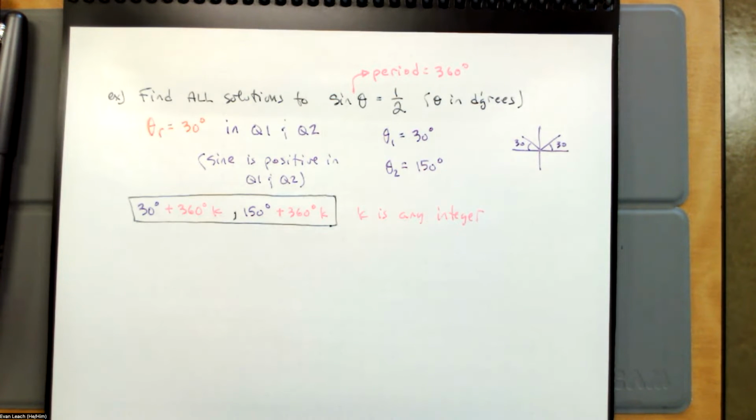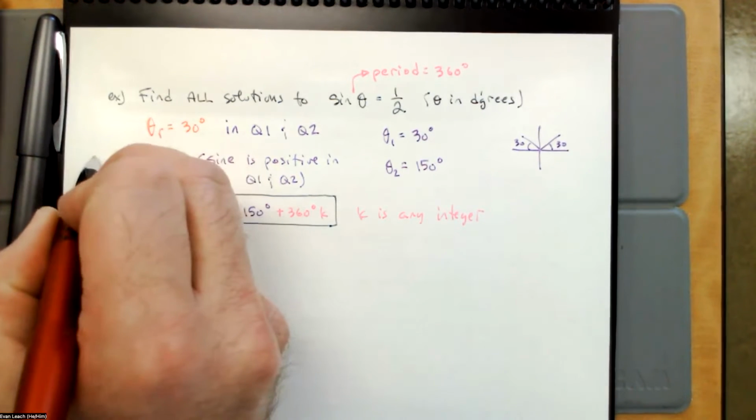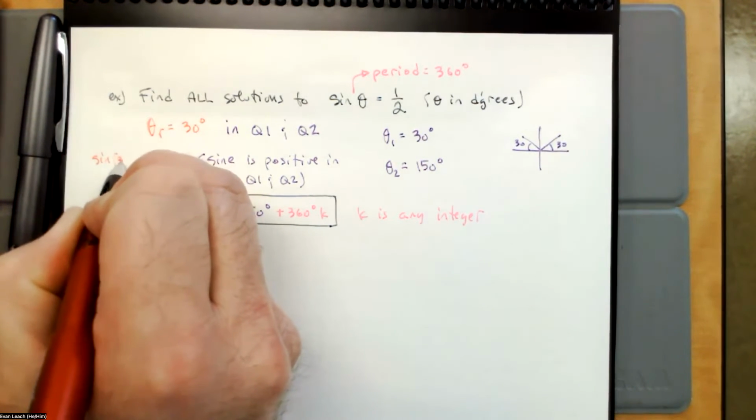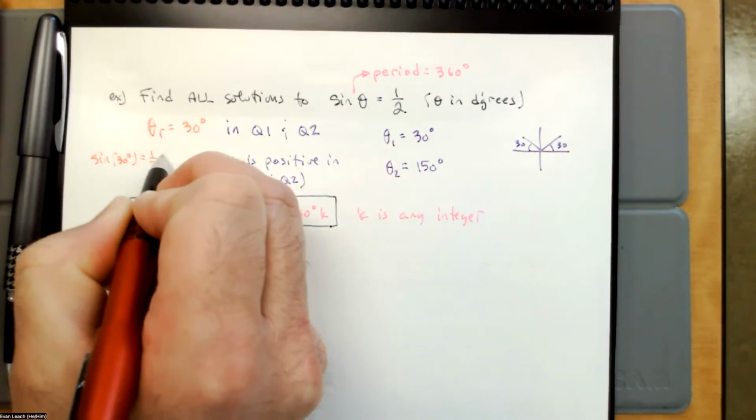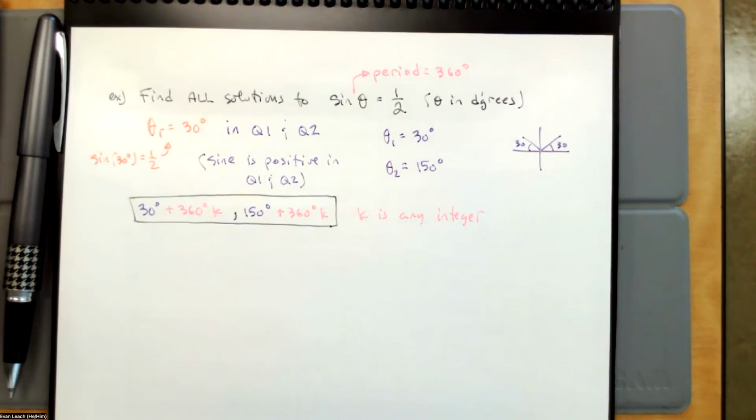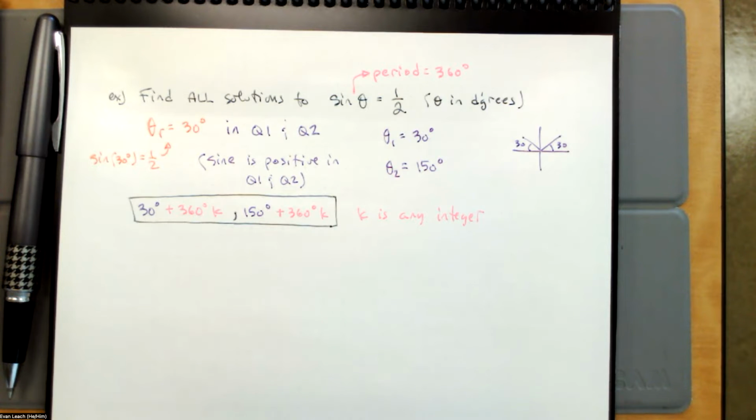Reference angle, quadrants, and periods. So sine of 30 is equal to 1/2. That's where we got the 30 degrees for the reference angle. And we put that in quadrants 1 and 2 because sine is positive in quadrants 1 and 2. Any questions?